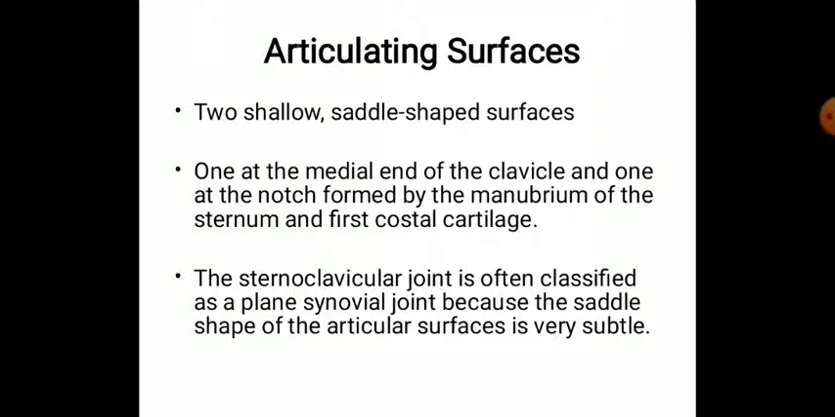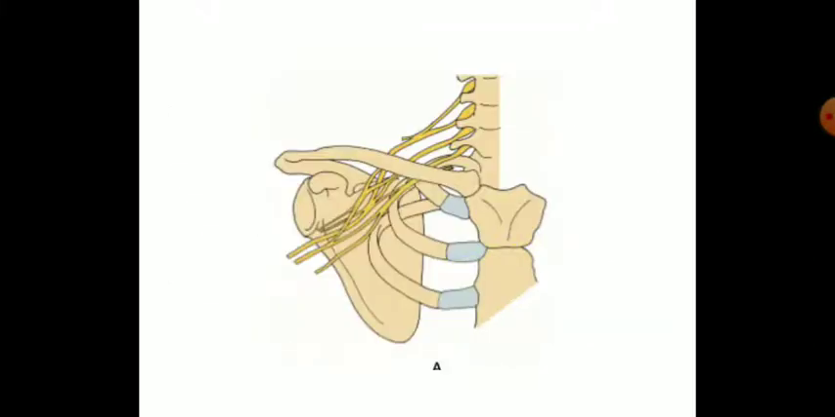The sternoclavicular joint is often classified as a plane synovial joint, even though the articular surface has a saddle shape. As I said, it is classified under the plane synovial joint because there is no more optimal classification for this joint. Even though there is a saddle shape, that shape does not play an important role in this joint.